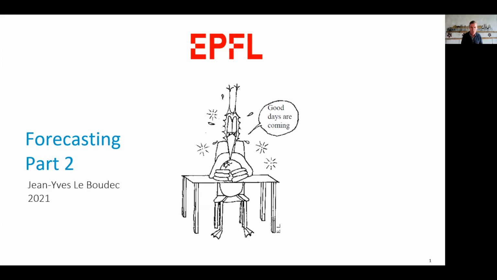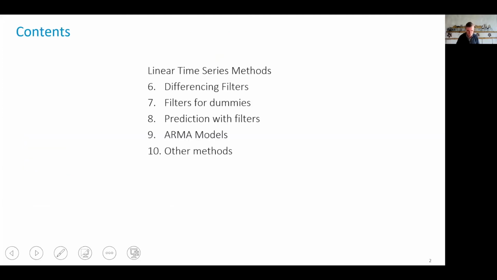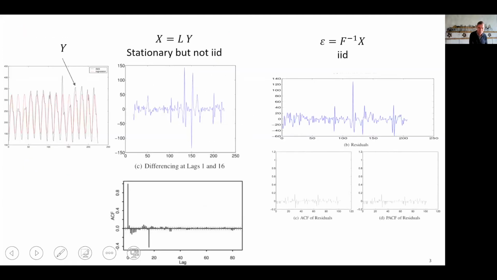Last week, we saw how to use filters. So let's finish this part on filters. The idea of filters is you start from a data series. This is the curve in black here. And then you want to extract in a non-parametric way the trend and seasonalities.